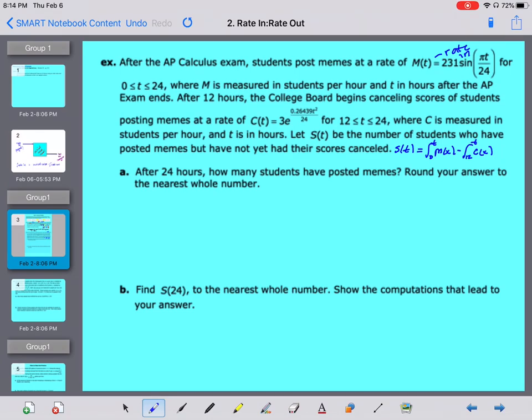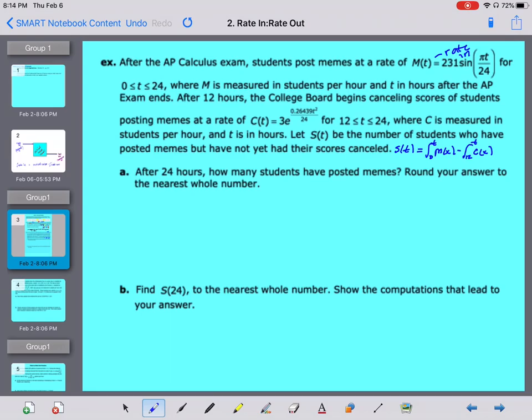Okay, so that's kind of just that generic. So just setting it up, I don't even know what the questions are asking, but we're just reading the problem, analyzing the problem, things like that. Okay, so A says, after 24 hours, how many students have posted memes? Round your answer to the nearest whole number.